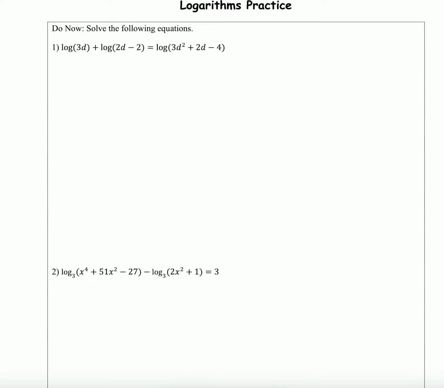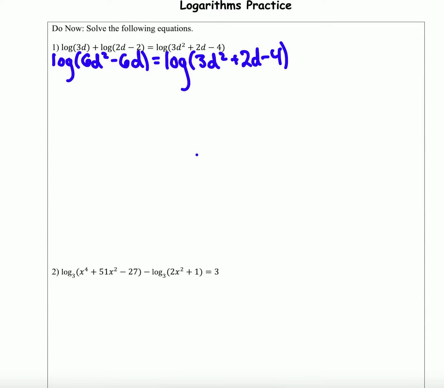Looking at number 1, we have 2 logs on the left and 1 log on the right side of the equation. So what I'm going to do first is condense those 2 logarithms on the left side into 1 logarithm. So we're adding 2 logarithms with the same base, so we can now multiply their arguments. So that would be log of 6d squared minus 6d equals, we don't do anything on the right, that would be 3d squared plus 2d minus 4, the log of that, of course.